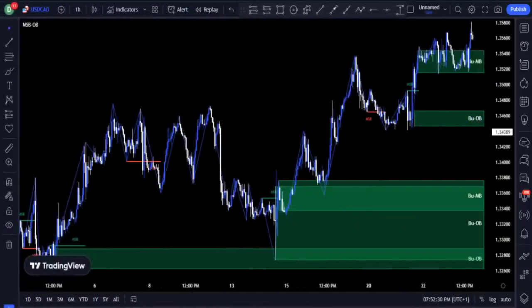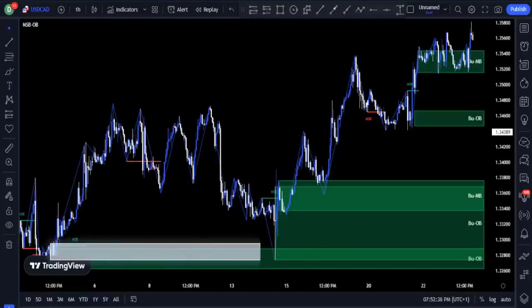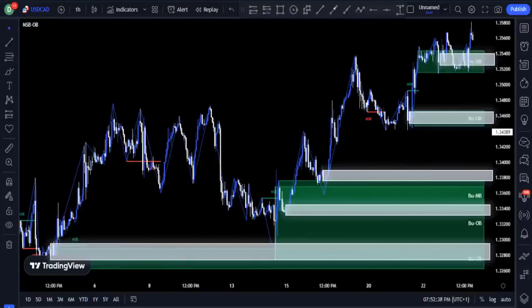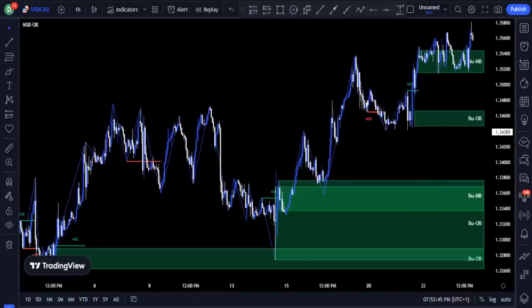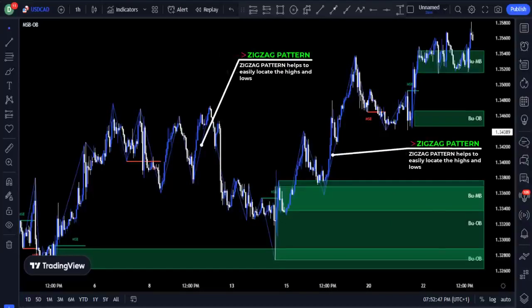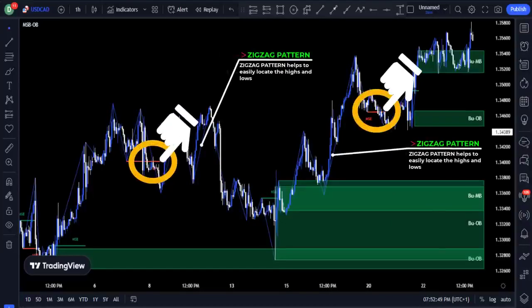Here is another example on the dollar-CAD currency pair and on the 1 hour time frame. Here you can see that the market structure and break indicator helped us to mark out the bullish order flow. And as you should know by now, order flow helps us to know and to determine the right entry point and to execute trade at the right time. This zigzag line helped us with the highs and lows of the price move. And this MSB helped us to know when the price is about to change direction as well. Now, let's look at the third indicator, which is the buy and sell indicator of this strategy.